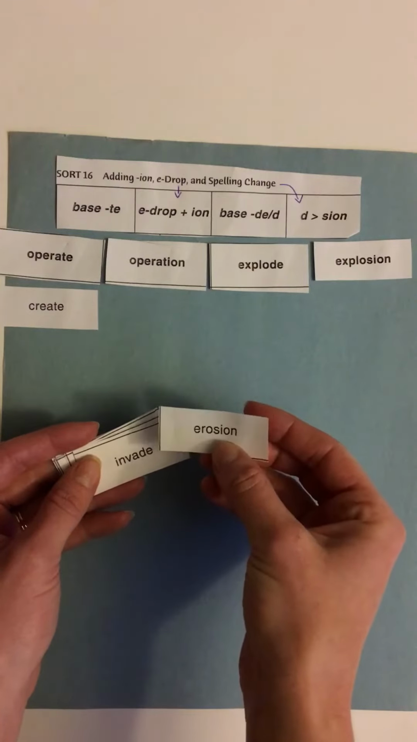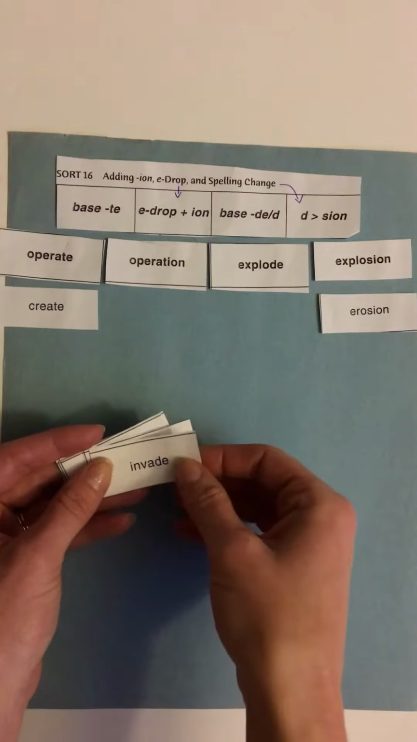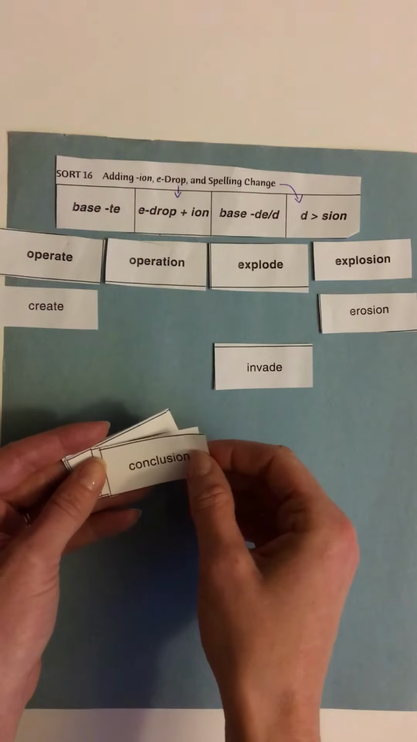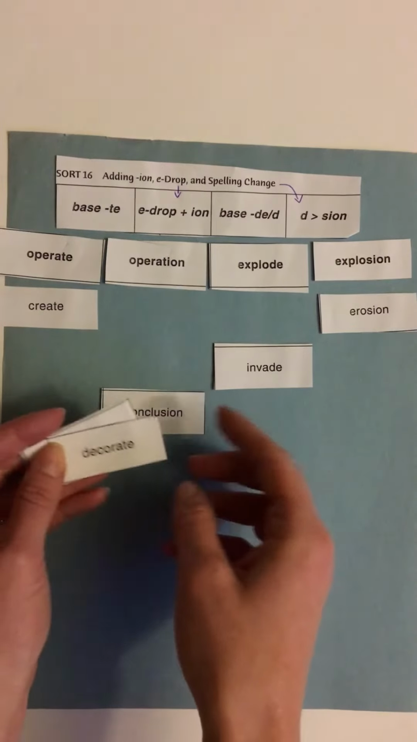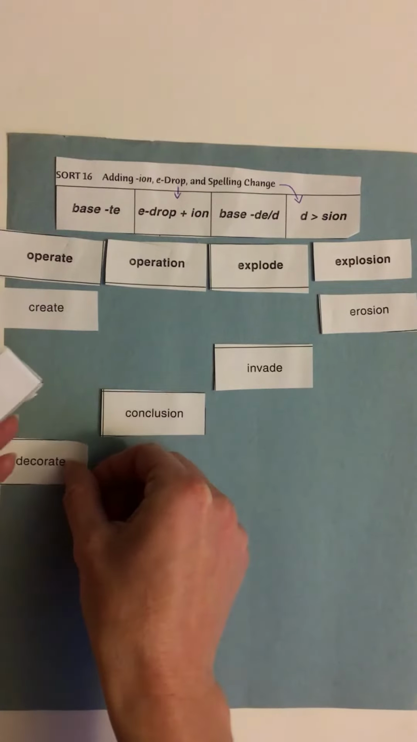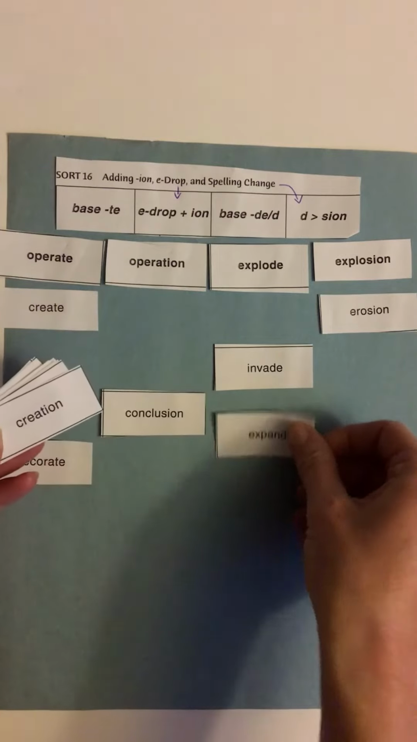Create, erosion. So this is an SION, and it's going to match up with the word over here. Invade is a base word that ends with DE. Conclusion is going to go with conclude when we find it. Decorate. Expand. Creation. There's our match for create.